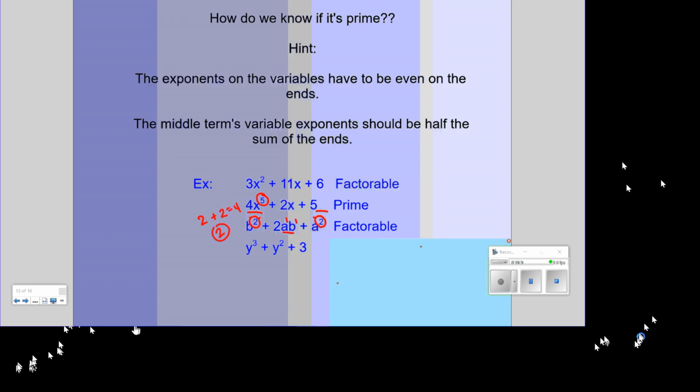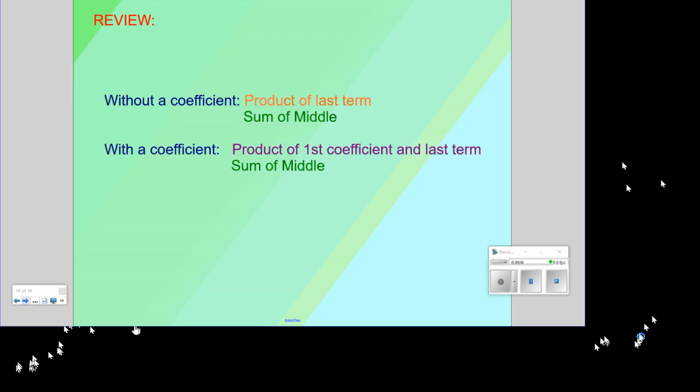And lastly, here we have a trinomial with the highest degree as an odd exponent, so it will not be able to factor. When I say it won't be able to factor, this is assuming that you have looked for a GCF and could not pull a GCF out. Once you've looked for the GCF, you can use this exponent method to determine if it can go further or not.